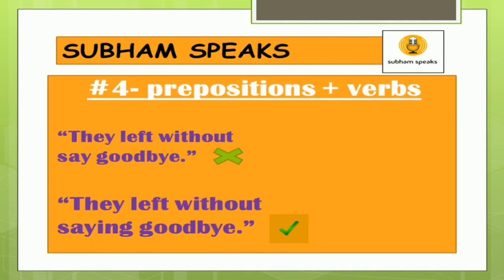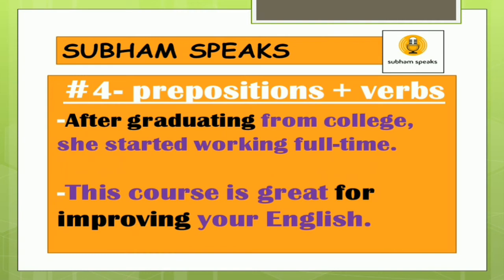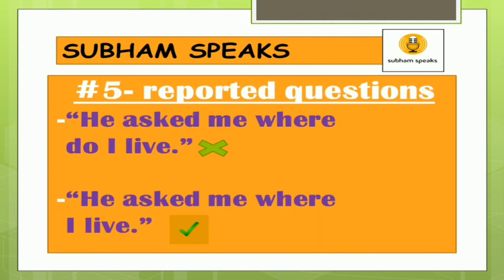Number 4. Prepositions and verbs. They left without say goodbye is incorrect. The correct sentence is they left without saying goodbye. Verbs immediately following prepositions like before, after, since, when, while, despite, without, and for always take the ing form. Here are some examples. After graduating from college, she started working full-time. This course is great for improving your English.